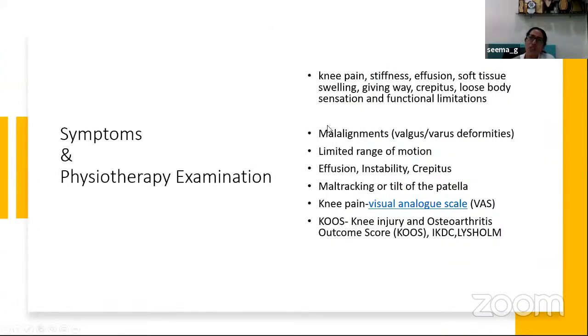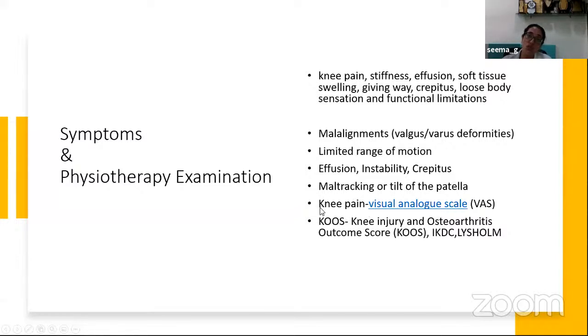What symptoms does the patient generally come to us with? Maybe knee pain, stiffness, effusion. Post-injury, of course, we find patients coming with this. But with repetitive trauma also, they come up with similar features: soft tissue swelling, some crepitus, a giving way kind of feeling, as I said it looks like meniscus, a loose body sensation, and functional limitations. While examining as a physiotherapist, we must look at malalignments, range of motion, effusion, instability, crepitus, and maltracking of the patella, whether it is laterally tracked, or alta or baja.